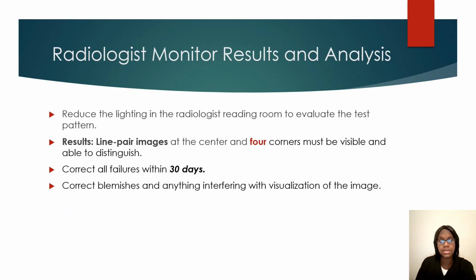For the radiologist monitor results and analysis, reduce the lighting in the radiologist reading room to evaluate the test pattern. The results for the line pair images at the center and four corners must be visible and you must be able to distinguish them. Correct all failures within 30 days. Correct any blemishes, any type of artifact that is going to interfere with the radiologist viewing and reading the image to make a diagnosis.